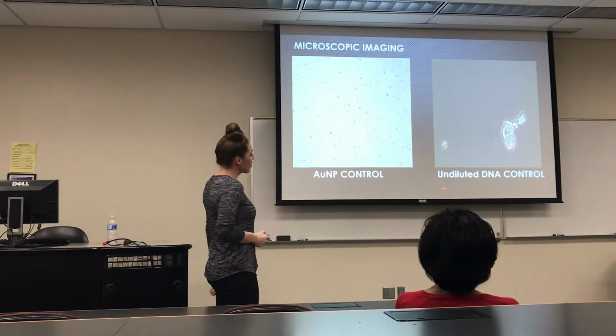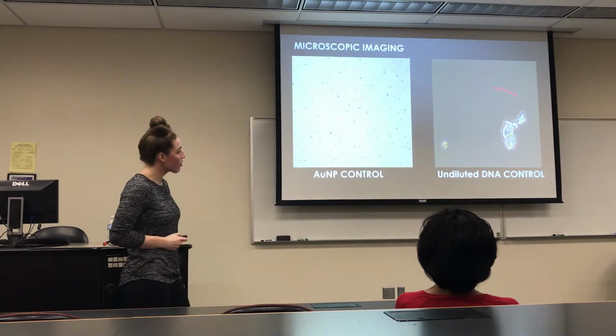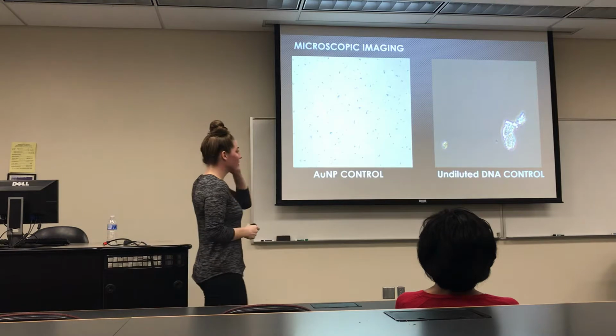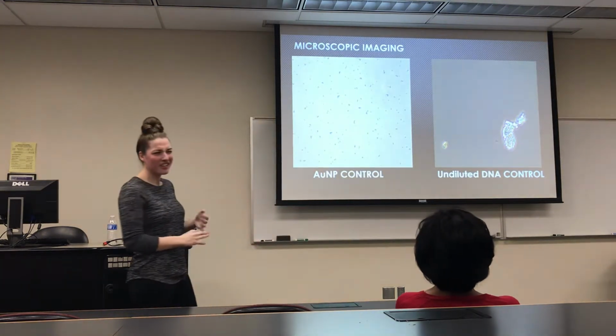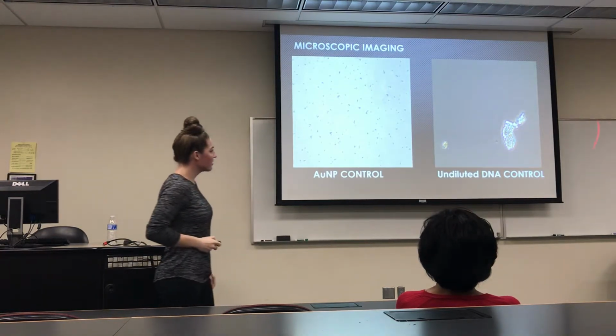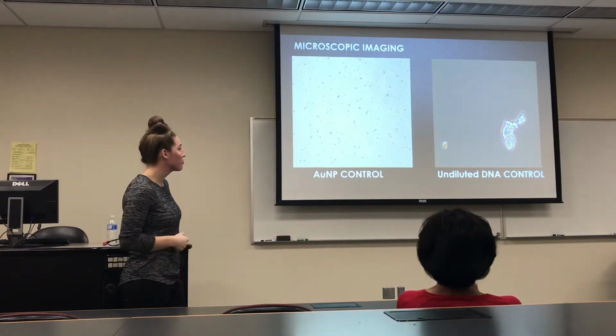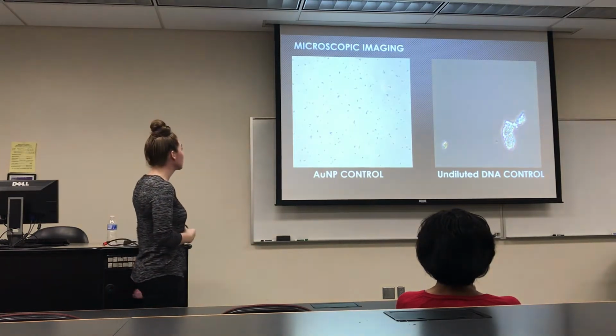And this was our undiluted DNA control. We saw some of these white particles in here that were fairly large. And we're not sure if that was actually aggregated DNA or if it was some type of contamination possibly, because we don't necessarily see this within our diluted samples, but it could just be that the concentration is too low for that DNA aggregation to occur.